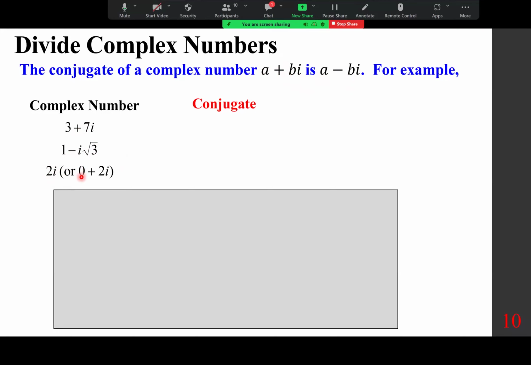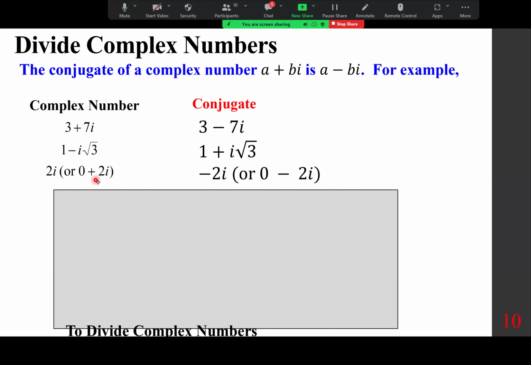2i, recognize it as 0 plus 2i. Therefore, the conjugate becomes minus 2i. Okay. You should know the answer is negative 2i. If it helps, change it to 0 plus 2i, the standard form, so you can see how it's done.